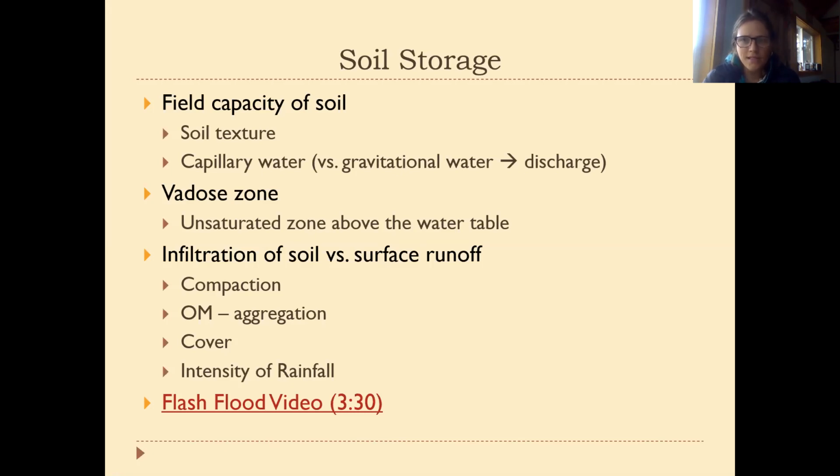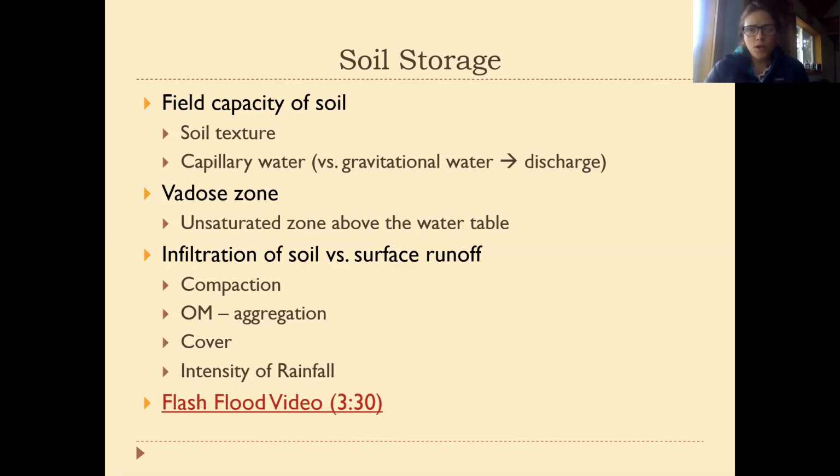On the other hand, as some water drains out of the soil due to gravity, that component that's called gravitational water that we talked about last time is usually going to end up in discharge. Some of it might be stored down deep in groundwater, but much of that's going to probably drain down into a stream or a pond or be lost as runoff from the watershed.